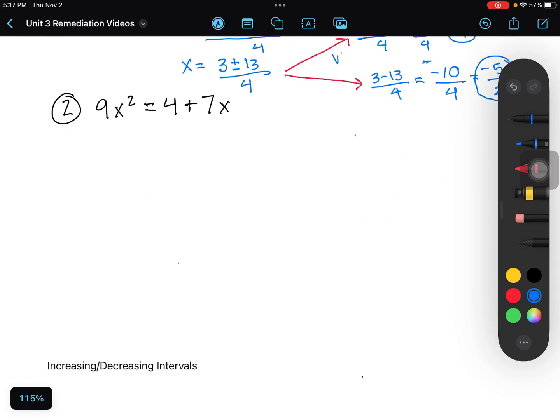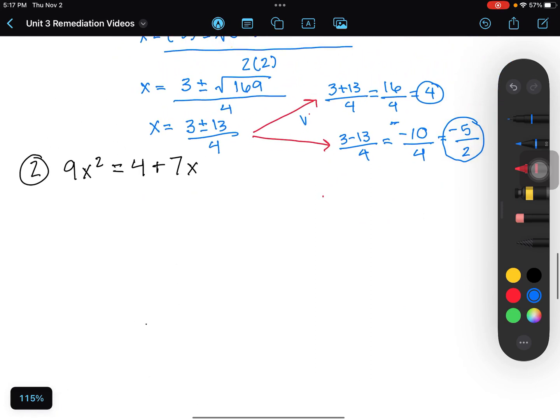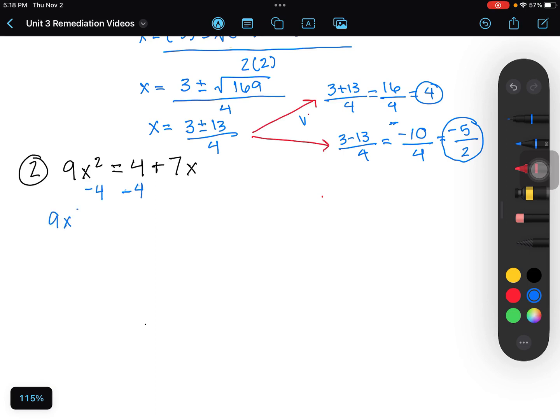So here we have another one. Again, we need to get it in standard form first. So here, since I have two terms on the left side, I'm just going to move both of those over to the right side by doing the opposite operation. So I need to subtract 4 from both sides. So first we have 9x squared minus 4 equals not 0, but equals 7x. I didn't combine the 4 with the 9x squared because those are not like terms.